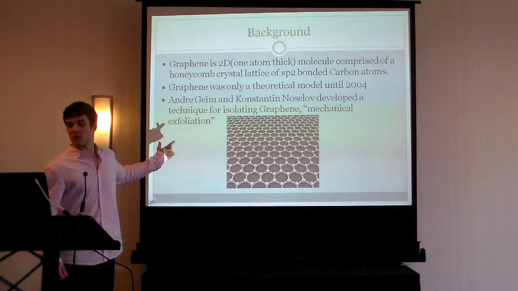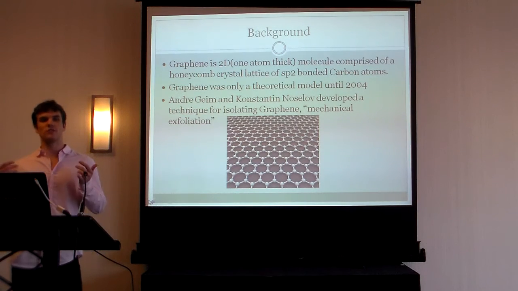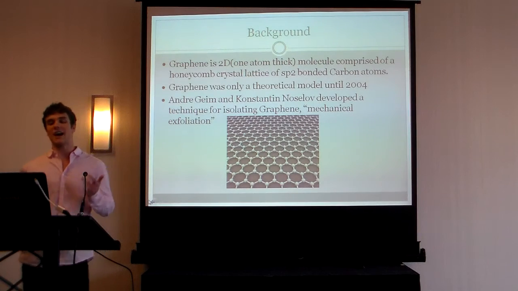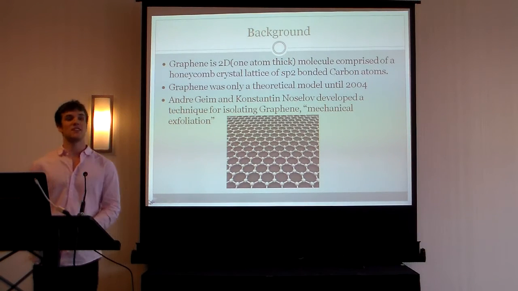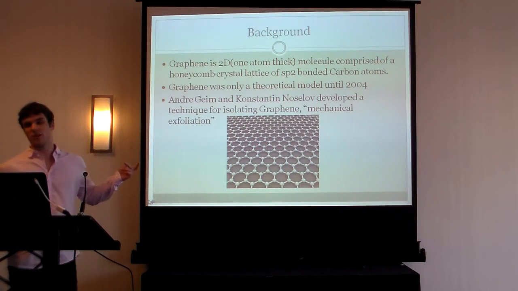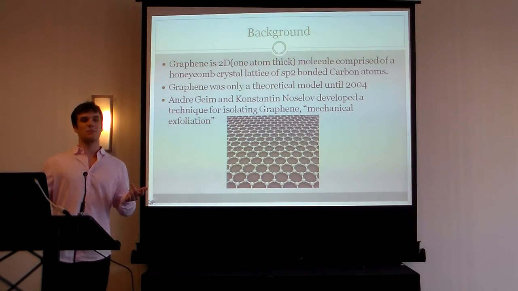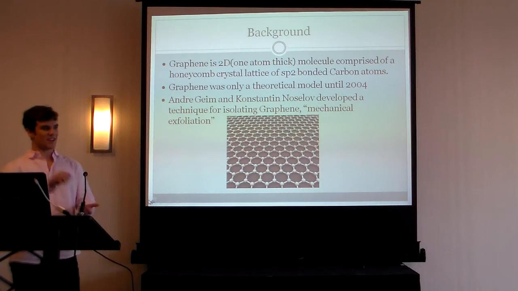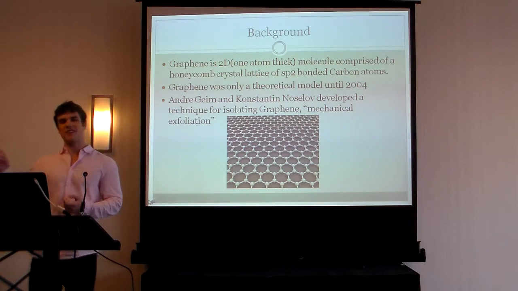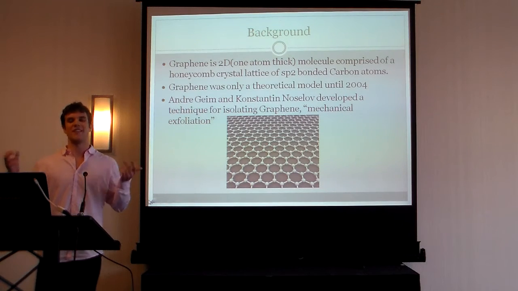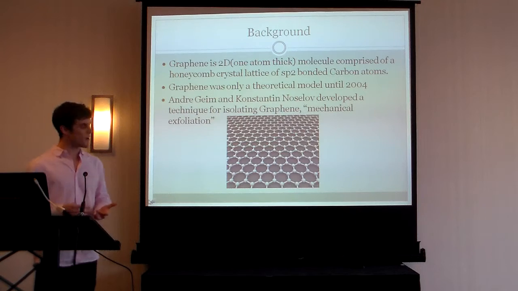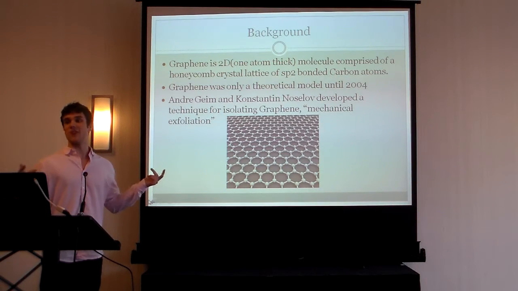It's comprised of multiple layers of this, but it was only in 2004 that Andre Geim and Konstantin Novoselov were able to isolate graphene, and they called this technique mechanical exfoliation. That's a pretty fancy word, but it really means getting a piece of Scotch tape and some graphite and sticking the tape to graphite over and over again, sticking the tape to itself, and putting it onto some silicon, and that works. But it's not a very consistent technique, and it doesn't work very well for large-scale production of graphene.